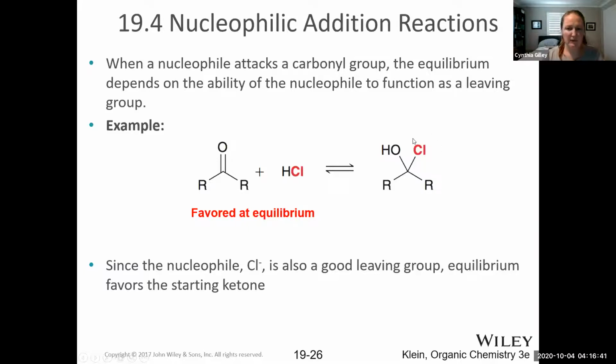So if the nucleophile is also a good leaving group, the reaction will be reversible. If the nucleophile is a poor leaving group, it will not be reversible. So for example, the reaction of a ketone or aldehyde with a Grignard reagent would be irreversible because the Grignard reagent is not a good leaving group, but chloride is a good leaving group. And so that's why we're using this reversible arrow for the reaction. When it's reversible, oftentimes the carbonyl component is favored at equilibrium.